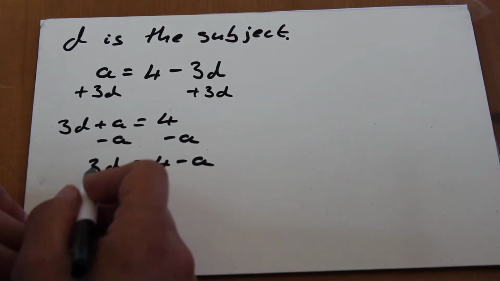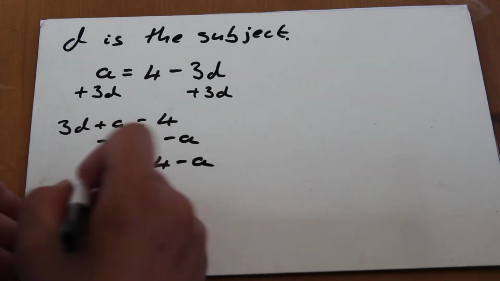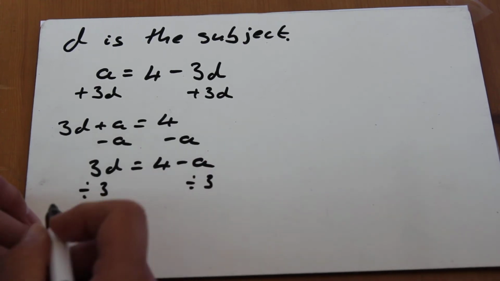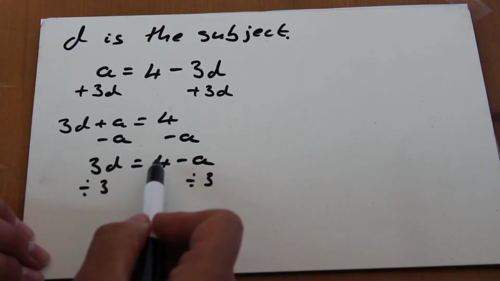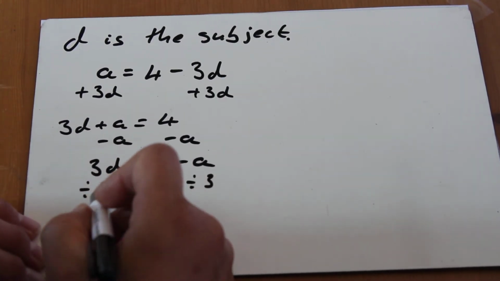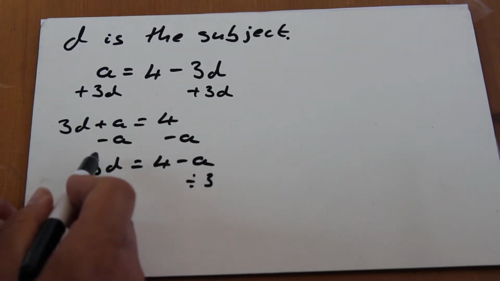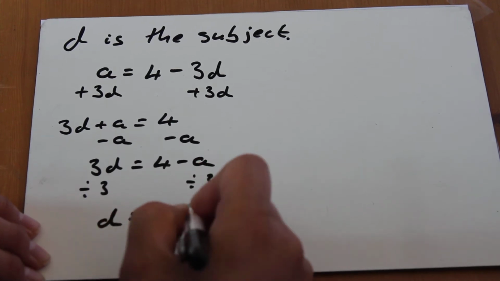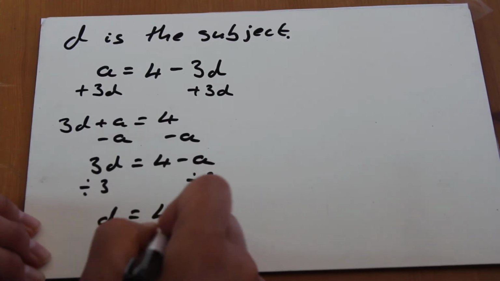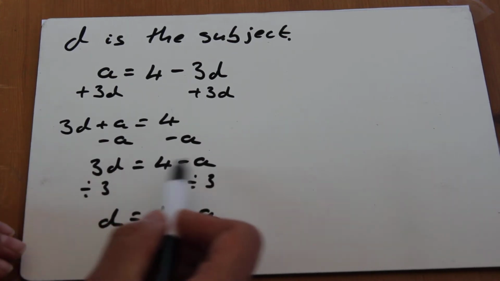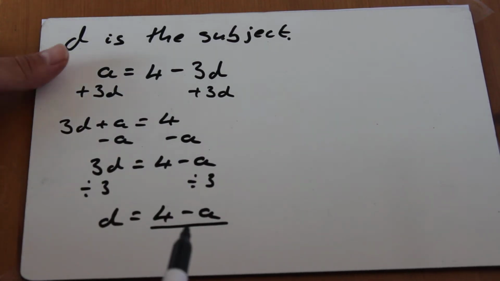If this were an equation, you'd now be dividing both sides by 3, and that's exactly what you need to do here. You need to divide both sides by 3. But don't forget you're dividing the 4 by 3 and you're dividing the negative A by 3. So the quick way of showing that is to do this. 3D divided by 3 is just D, and then 4 minus A, and if you write it as a fraction, then you end up with that, and that's how you do that one. You've got to remember that you're dividing all of this by 3.